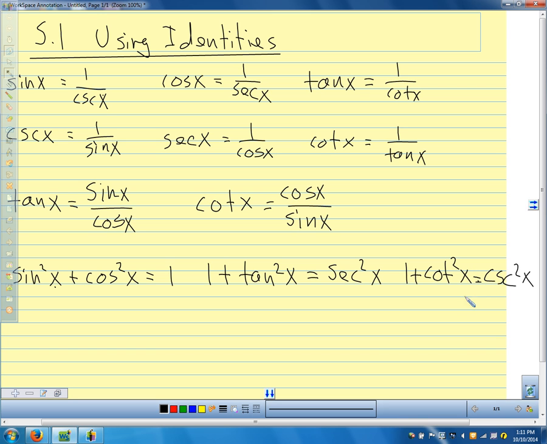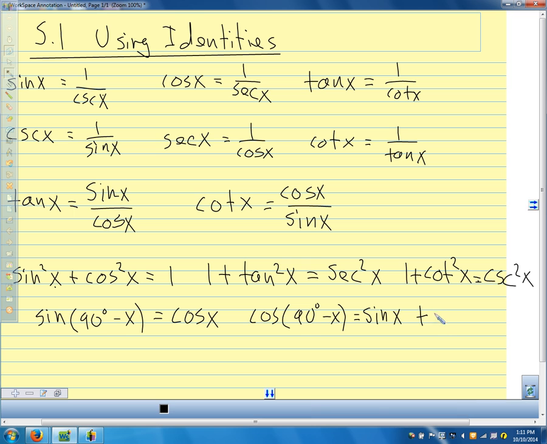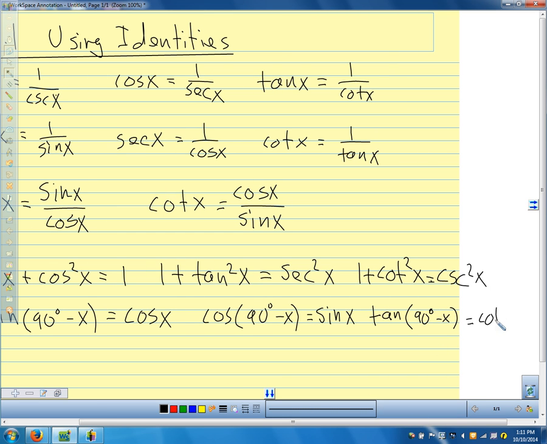Now there are a couple of other identities we've talked about. Our cofunction identities, and I'm just going to write the three main cofunction identities. Sine of 90 degrees minus x equals what? Cosine x. Cosine of 90 degrees minus x equals sine x. And tangent of 90 degrees minus x equals cotangent x.